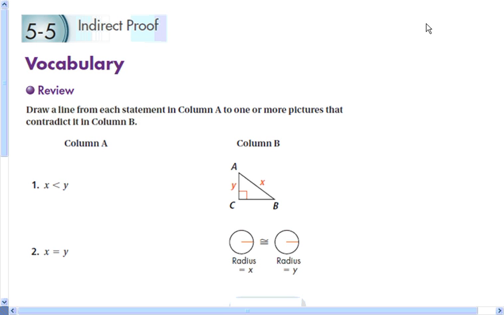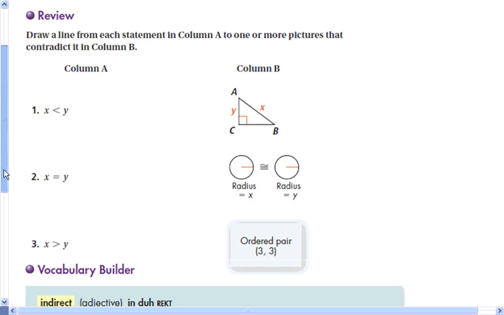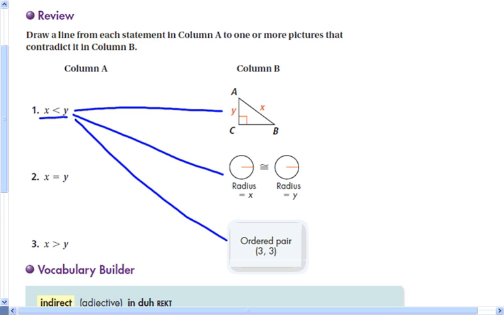So draw a line from each statement in column A to one or more pictures that contradict it in column B. Saying X is less than Y, contradicting that would be this, where X is equal to Y. Also this, X cannot equal Y, and this, where X and Y are both the same. Contradicting X is equal to Y is that one, X cannot equal Y.